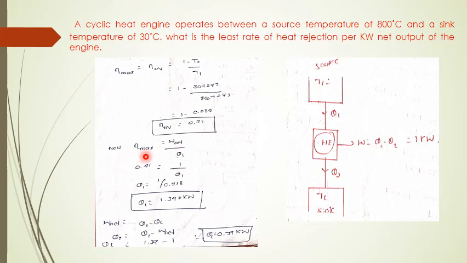Now maximum efficiency is the net work done by the system divided by the heat added to the system. Using this expression we can calculate the heat added to the system, Q1, as 1.39. The net work done by the system is equal to the net heat transfer. Then using this expression, Q2, the heat rejection, is 0.39 kilowatt.